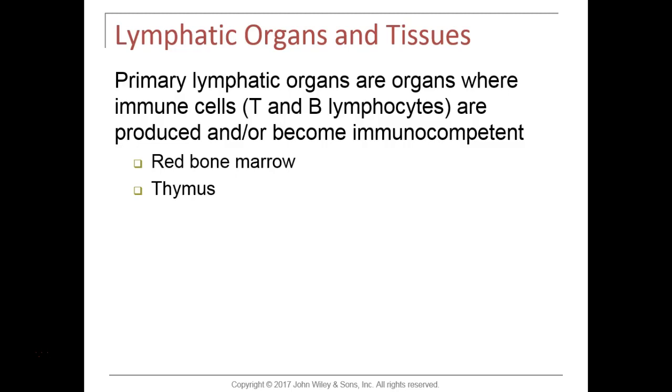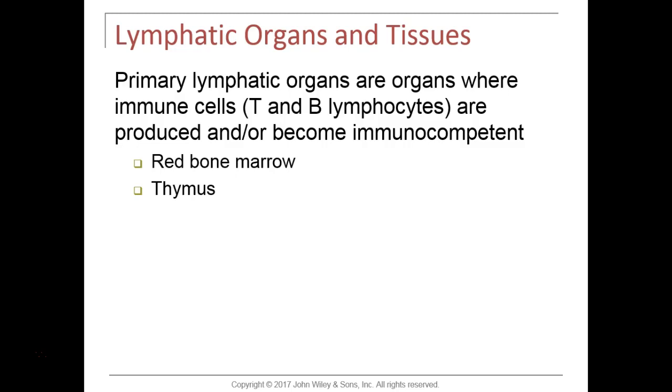We know that all blood cells are produced in red bone marrow. The white blood cells, the T and B lymphocytes, being produced in red bone marrow, make red bone marrow a primary lymphatic organ. The thymus gland is considered a primary lymphatic organ because that is the place where immature T lymphocytes, called pre-T cells, migrate from red bone marrow. Once they're produced, they migrate there in the blood, and that's where they become immunocompetent.